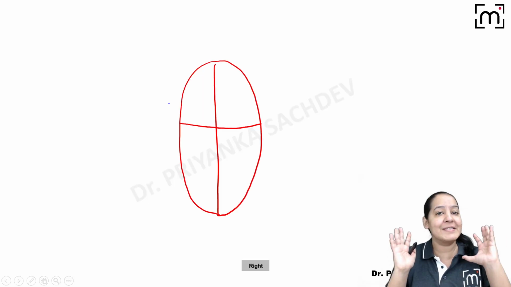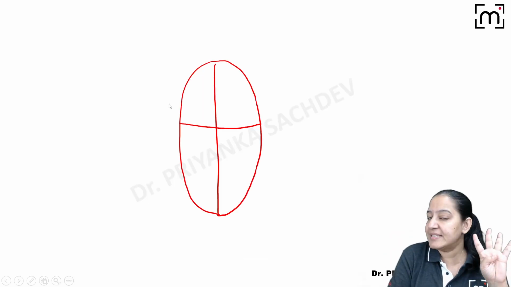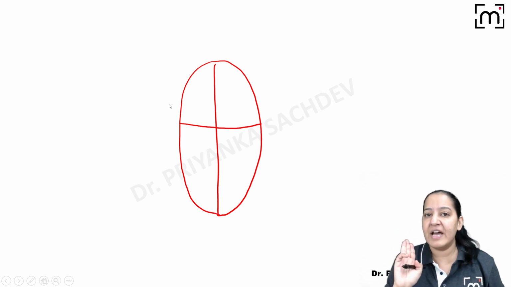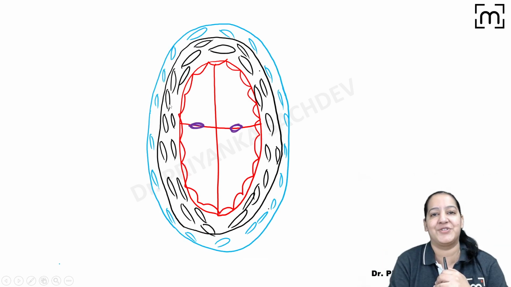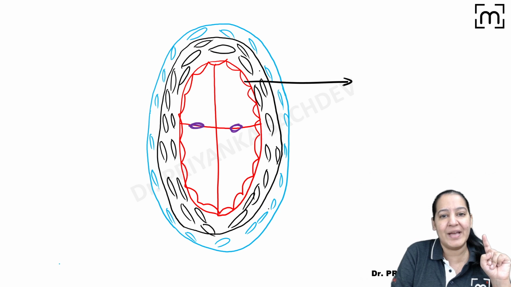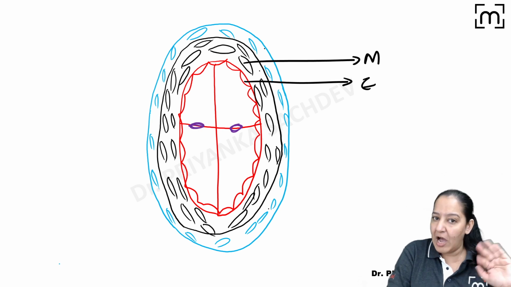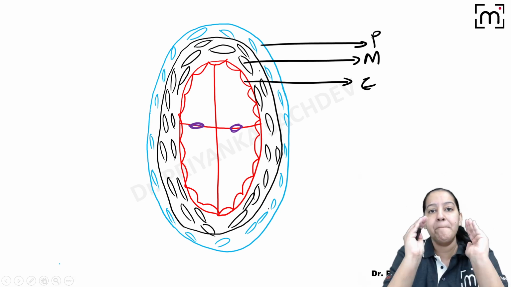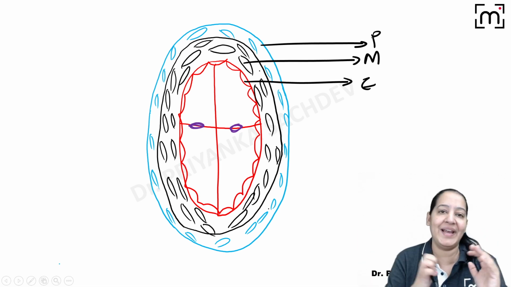So this is a human heart. You can see the heart has 4 chambers, 2 auricles and 2 ventricles. The heart has 3 layers. Can you see the 3 layers? Yes, you can. The innermost layer, of red color, is the endocardium. The middle layer, of black color shown here, is the myocardium, and the outermost layer, of blue color shown here, is the pericardium. So endo, myo, peri. These are the 3 layers of the heart.